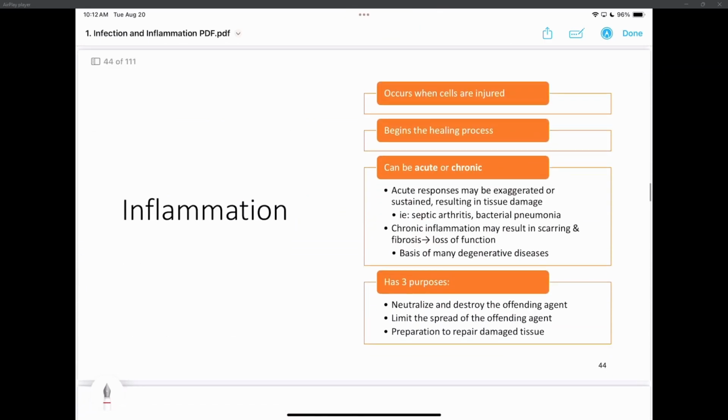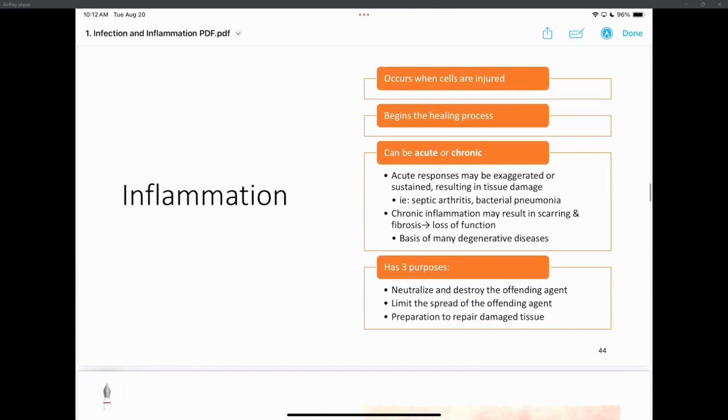So what is inflammation? It occurs when the cells are injured. We get an area of inflammation. Inflammation by itself just begins the healing process. You can have acute inflammation or chronic inflammation. Acute responses, septic arthritis, bacterial pneumonia. Again, just an acute situation. You're sick, you're getting inflammation from being sick. Your body responds, but once the underlying agent goes away, the inflammation should go away as well.